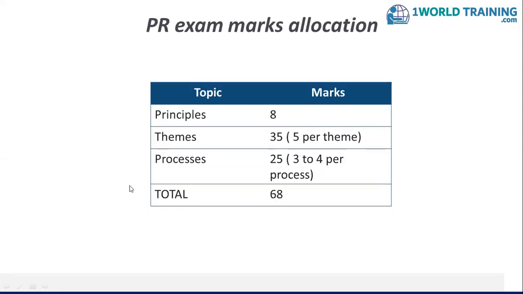Whereas for the practitioner exam, of the total 68, requiring 38 to pass, 8 are principle questions, 35 are theme questions, 5 per theme, and with the 7 themes, we get 35. And processes 25 questions, wherein you would have 3 to 4 questions per process. There are 4 processes where we have 4 questions per process, and there are 3 processes where we have only 3 questions per process, making it 25.